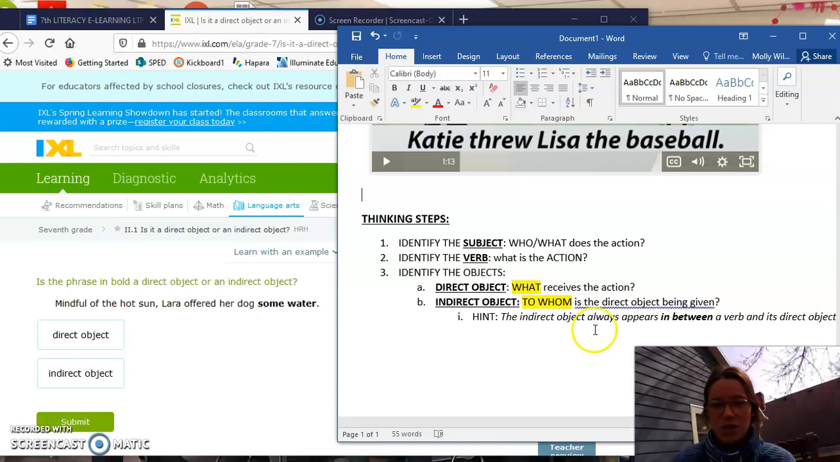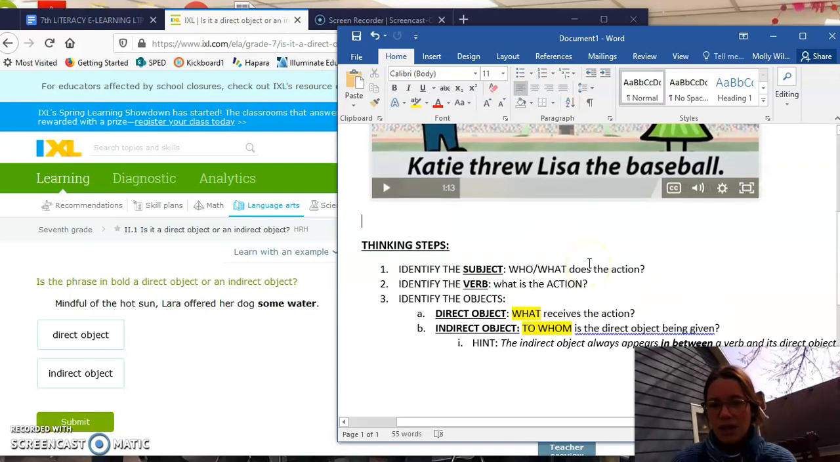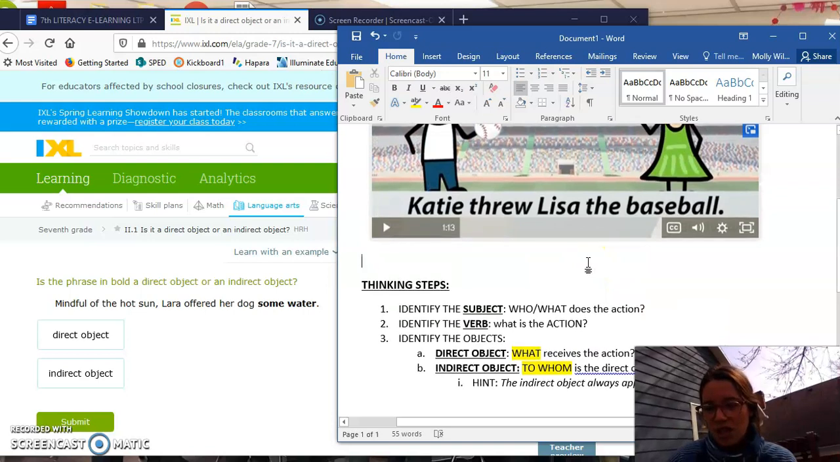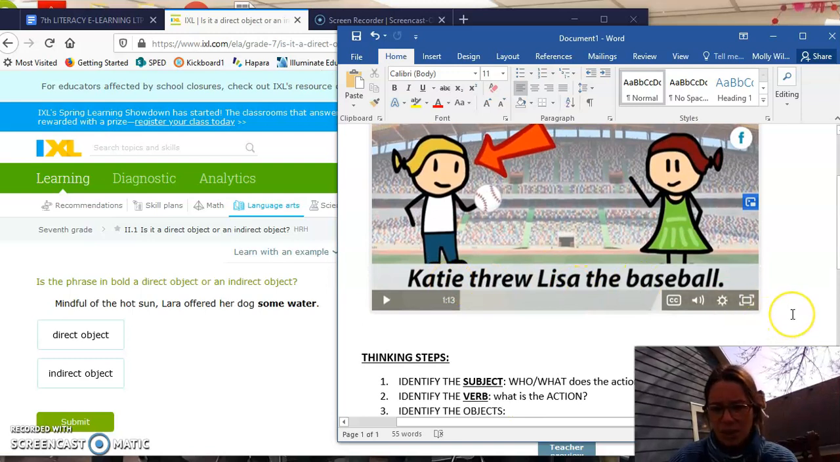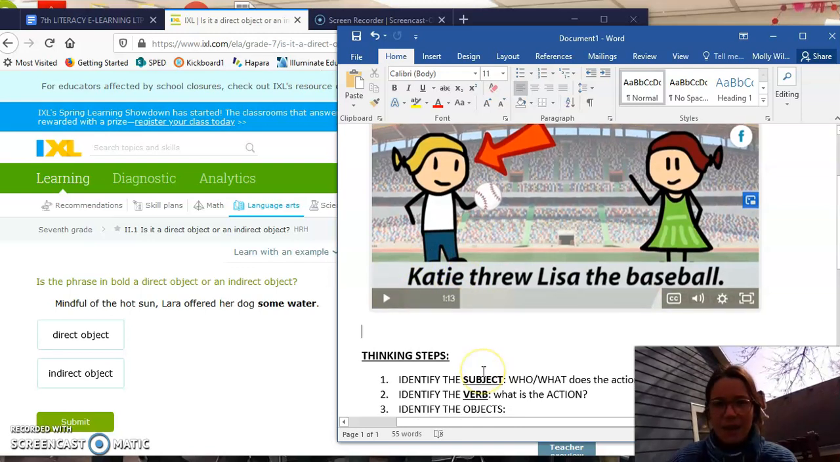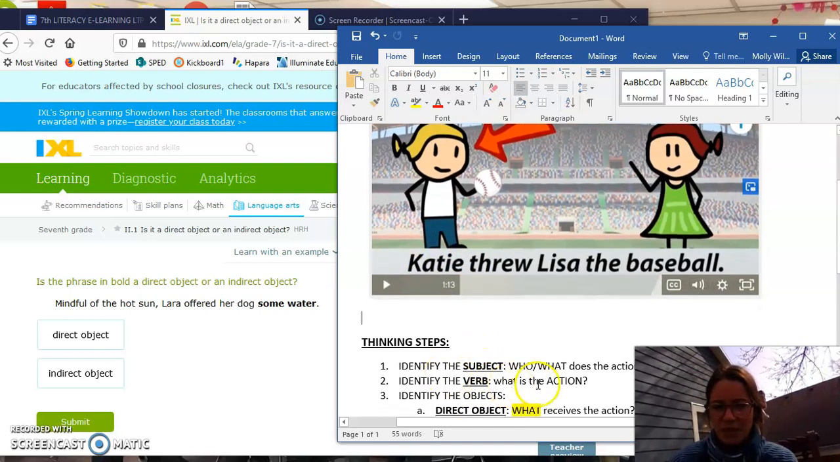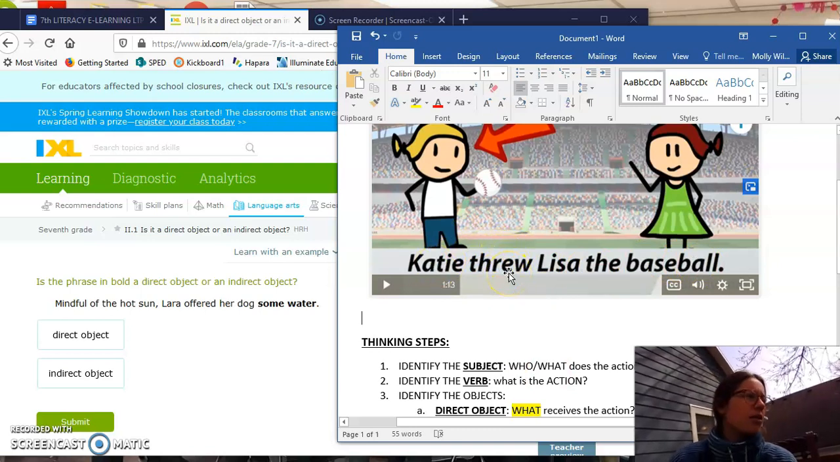So the first thing you need to do is identify the subject. So who or what does the action? Who's the person or the place or thing that does something? So in this example, Katie threw the baseball. Who's the person that's throwing? Katie. So Katie is the subject. Now I identify the verb. What's the action? What is Katie doing? She's throwing the ball, and specifically she threw it, so it's past tense. So we've got Katie as the subject, and threw as the verb.